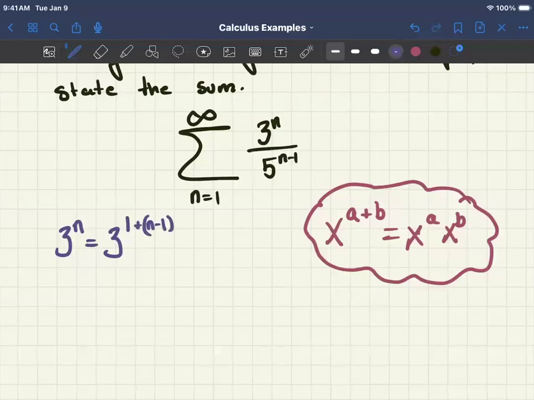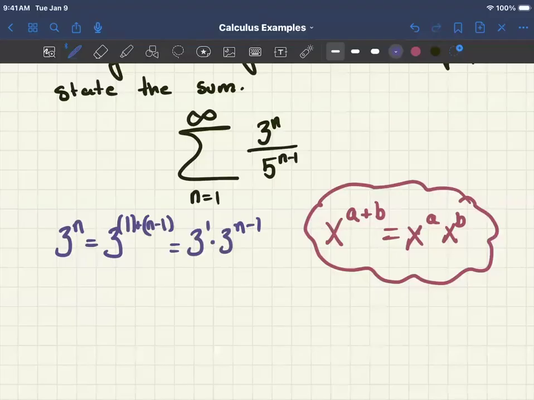If we break this up, n can be written as 1 plus n minus 1. So we can rewrite 3 to the n as 3 to the first power times 3 to the n minus 1 power. So you can break up that term on the numerator into two separate pieces, and this is what's going to make our life better.